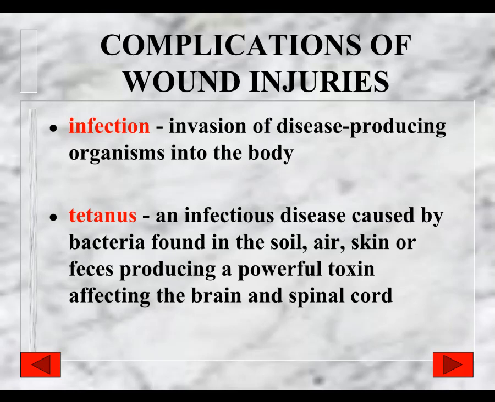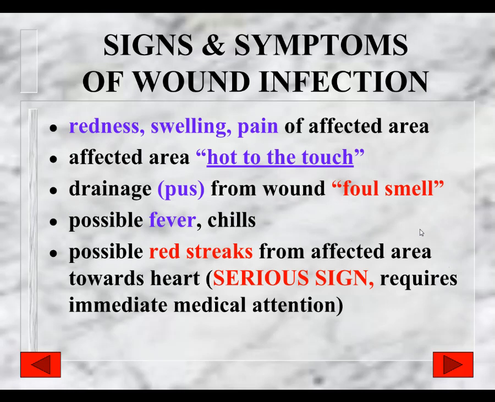Tetanus is another issue. Now you guys need to know what tetanus is. It's an infectious disease caused by a bacteria found in soil, air, or skin, or feces, which is stool or bowel movement, producing a powerful toxin that has a serious effect on the brain and spinal cord. It causes severe muscle spasms along with many other issues. So please know what tetanus is.